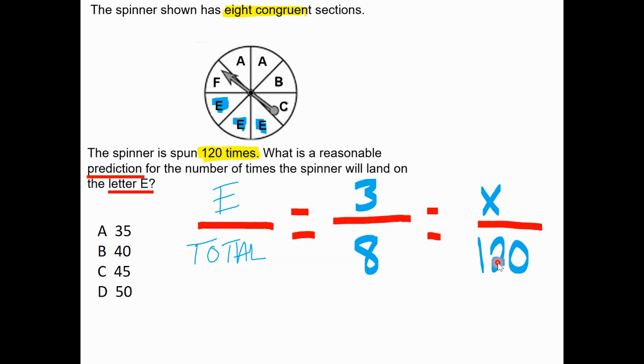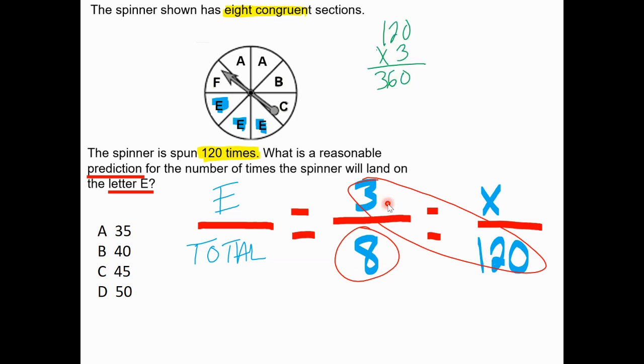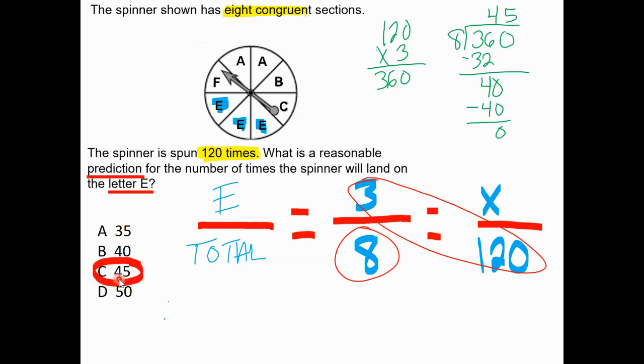So we've talked about many different ways to solve this. I'm just going to cross multiply and divide on this one. So 120 times 3 is 360. 360 divided by 8 is 45. So we would predict that it would land on the letter E 45 times.